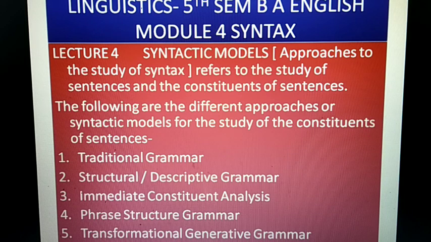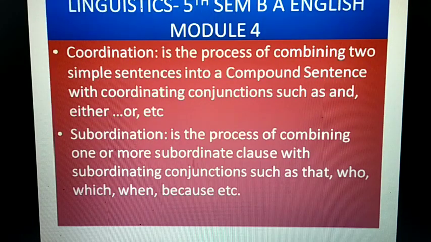Okay, and we have to keep in mind another very important thing, that is coordination and subordination. Okay, coordination is the process of combining two simple sentences into a compound sentence with coordinating conjunctions such as and, either, or, then, but. There are of course many other conjunctions. Okay, neither, nor, then, also, and of course for, or, etc.